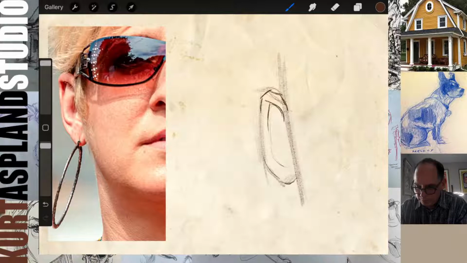All right, I'm going to add some surface lines now. These surface lines are helping me to understand the form.